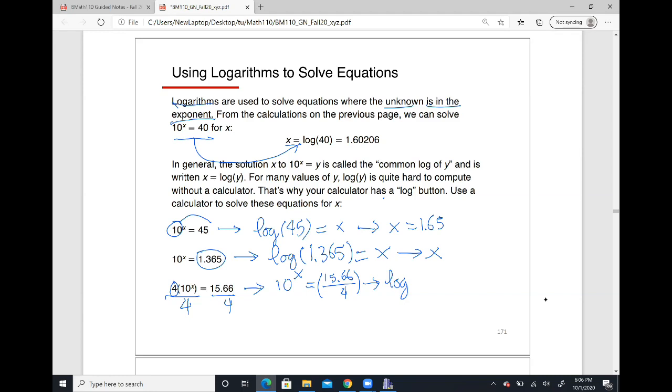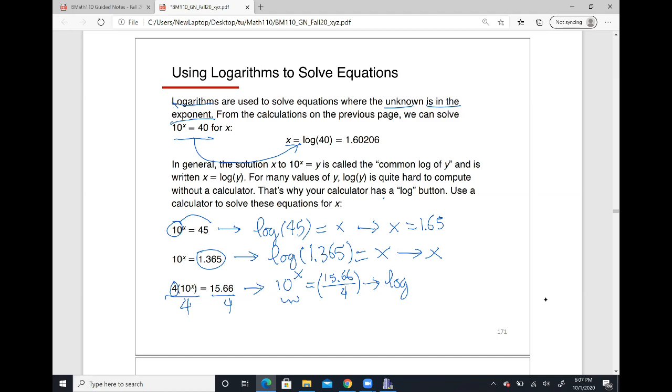Before we move to this step, I just want to clarify that when you have isolated the exponential term already, you can apply the log form. You can convert it to log form at this point. Otherwise, you should eliminate all the extra stuff next to it.